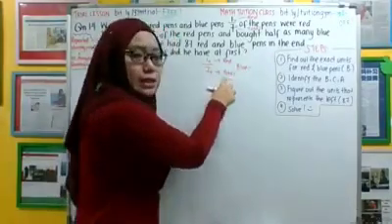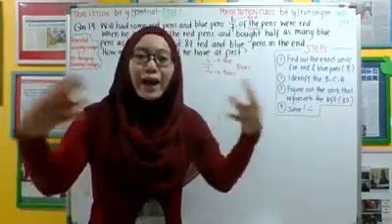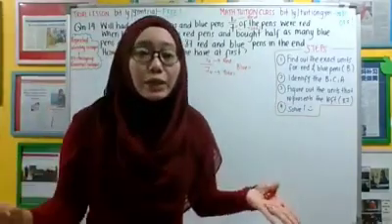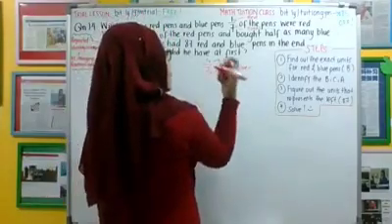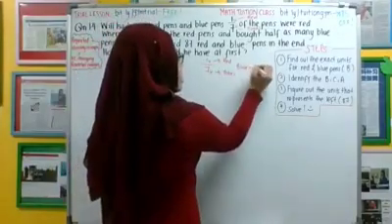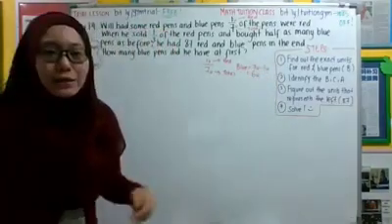The denominator always denotes the total of that item. The item here is the pens. So the total number of pens is 7 units. I have 1 unit of red, so I take 7 units minus 1 unit, and I get 6 units of blue pens.